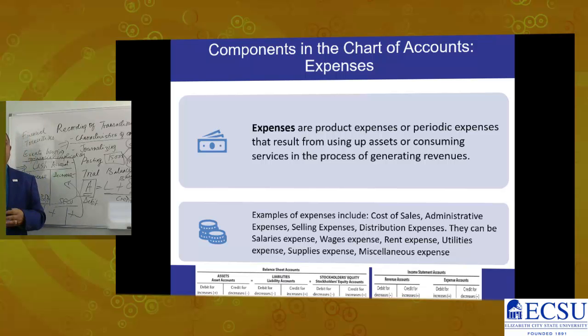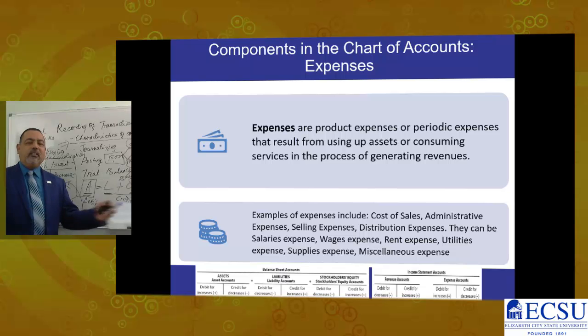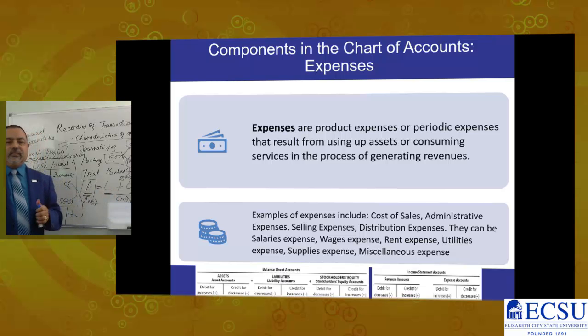Examples of the expenses: cost of sales, administrative expense, selling expense, distribution. Now, they could be salaries, wages, rent, utilities, supplies, miscellaneous. All those could be your periodic expenses. Cost of sales would be the product expense. I'm buying something to sell it to someone else, like a Walmart store buys all those commodities on their shelf from someone else and sells them off. So any amount of money they pay for those will be cost of the sales.